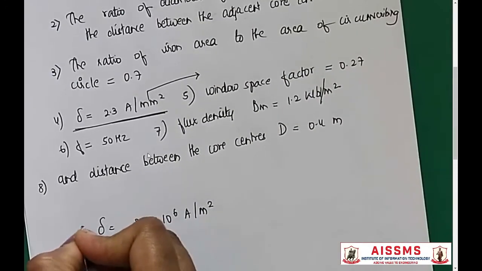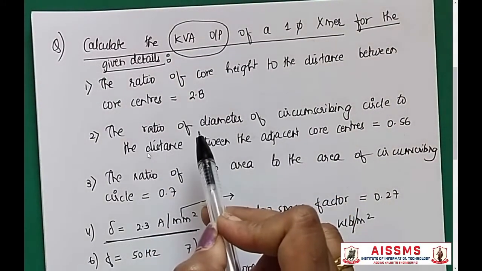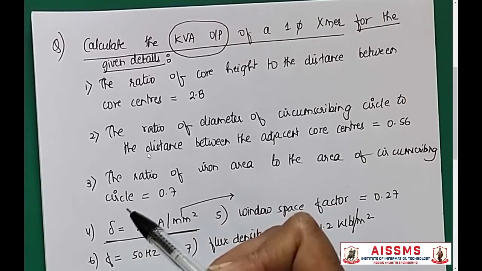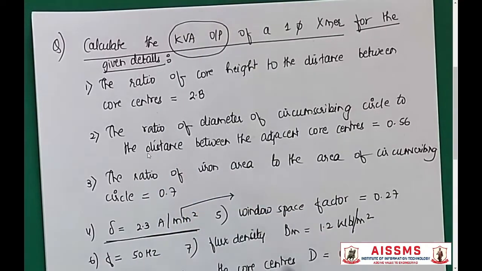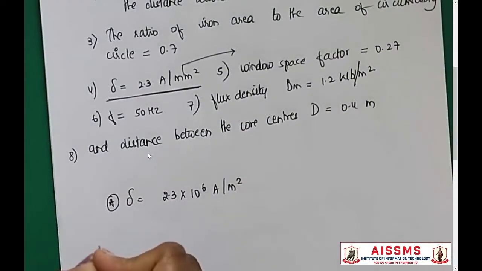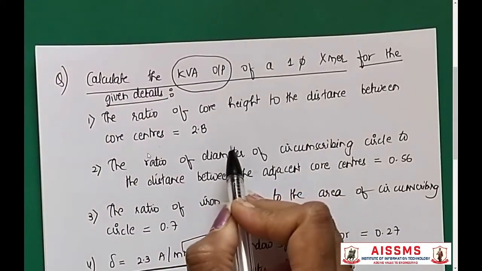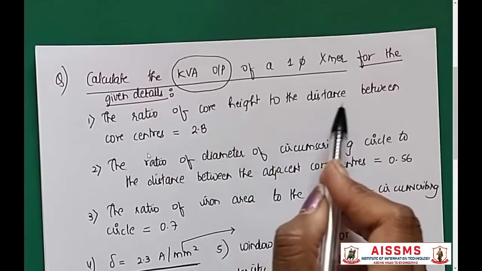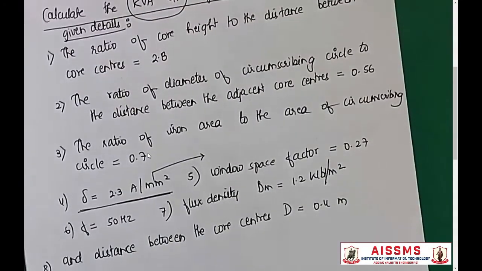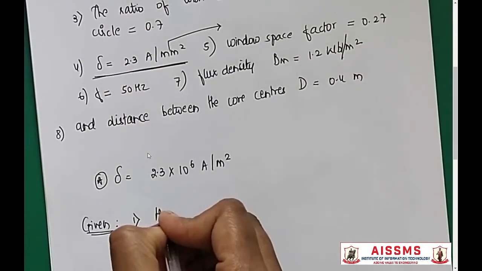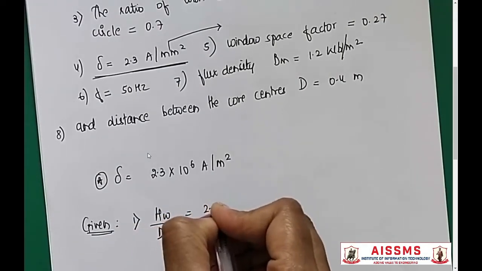Now the second thing that we should focus on is if the respective symbols are not given. As we had already discussed in the derivation, we have to convert these statements to their respective symbols. So we'll first write down what all quantities are given to us. The ratio of core height to the distance between the core centers is given to be 2.8. That means the first ratio given to us is HW upon capital D is equal to 2.8.